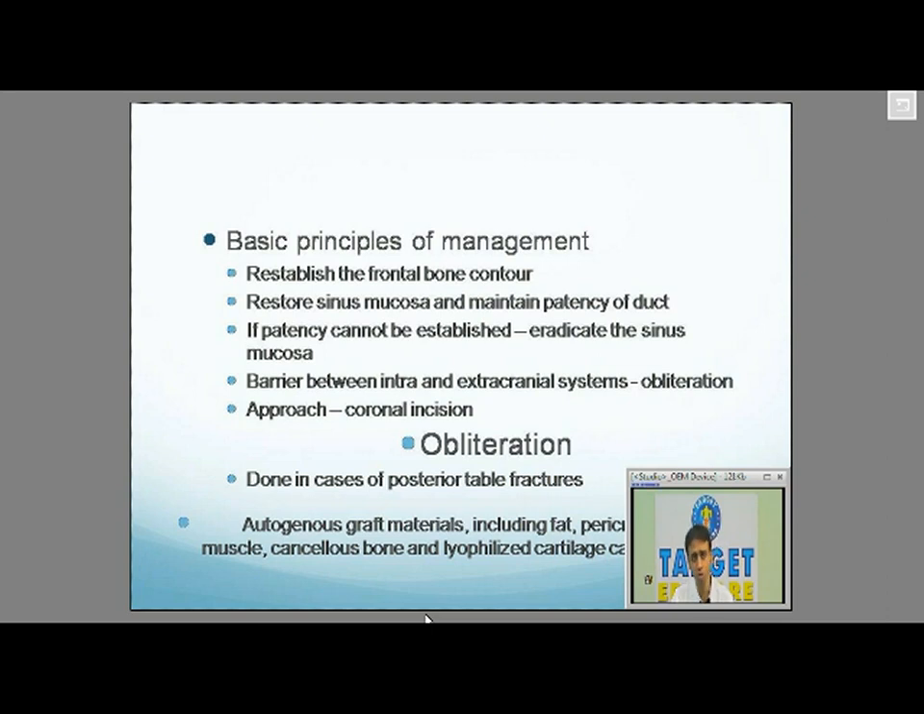Okay. The most common approach for frontal sinus remains the coronal or the bitemporal approach. Very important from MCQ point of view. The most common approach for frontal sinus fractures is coronal or bitemporal approach.